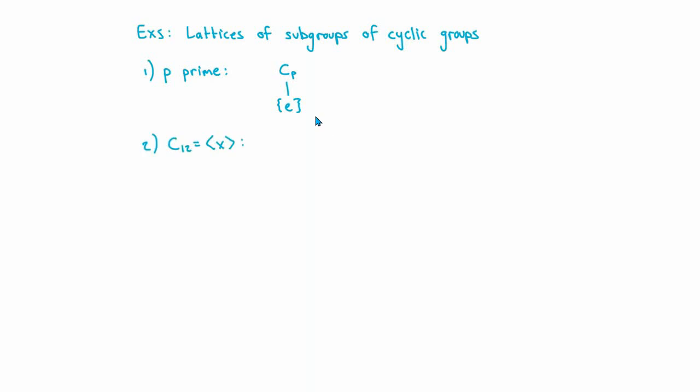For a slightly more interesting example, let's draw the lattice of subgroups of the cyclic group of order 12. We know that there's going to be one subgroup of this group for every positive divisor of 12. So first of all, we'd like to determine the list of all possible divisors of 12. Well, 12 factors as 2 squared times 3 to the first.